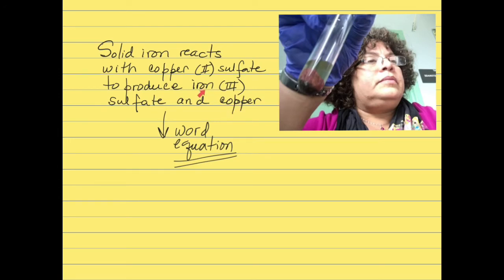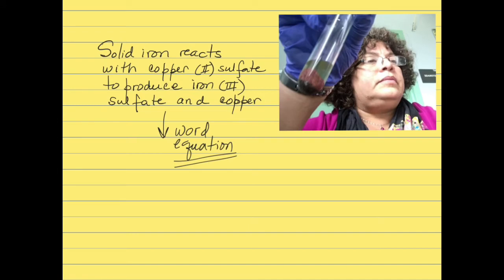And the solution that you have in there that starts changing color too was iron(III) sulfate. This is the word equation, because you're using words just to describe that chemical change. How are you going to write that down in a chemical equation? Remember that in a chemical equation you have to use symbols.